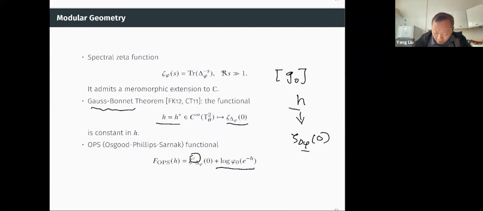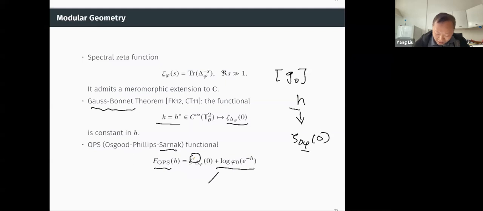This is sort of you should think of as this divided by some volume because it's taking log, right? So this log turns the division into subtraction. So basically you just normalize the volume so that the functional has a maximum and minimum. So this is the so-called OPS functional used in the paper of Osgood, Phillips, and Sarnak, which Connes-Moscovici took as the model in a commutative setting to the non-commutative two-torus.